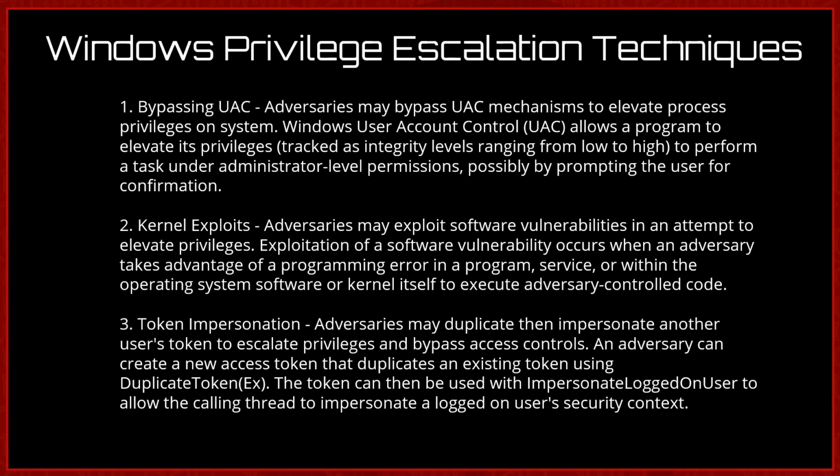All right. So when we talk about bypassing user access control, these are the descriptions that I got from the MITRE website, and the reason I'm using them is just to have an accurate picture of what exactly these techniques entail. Adversaries bypass UAC mechanisms to elevate process privileges on a system. The user access control feature on Windows allows a program to elevate its privileges. And of course, this is facilitated by the tracking of processes and their integrity, ranging from low to high, in order to perform a task under administrator level permissions, possibly by prompting the user for confirmation.